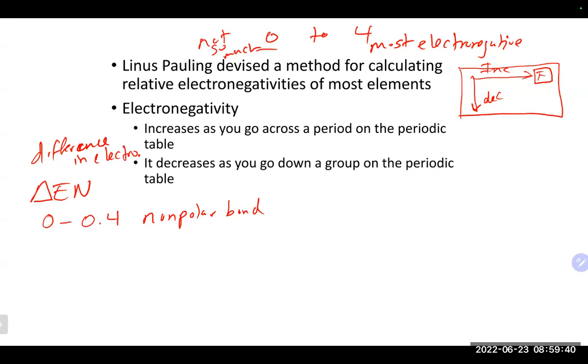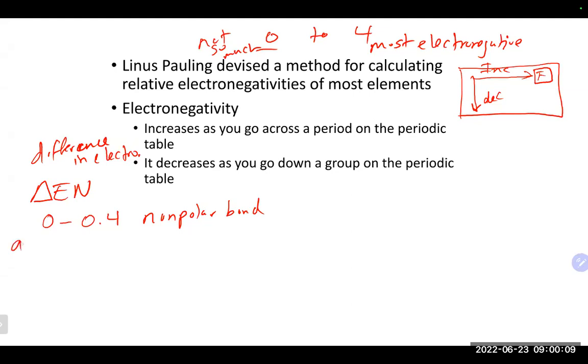As I mentioned a second ago, if you have perfect equal sharing of electrons, that is what's referred to as a pure covalent bond. That would be when you subtract the two values and get a value of 0. But if you go up to 0.4, it is still considered equal sharing of electrons, but in reality, it's not perfectly equal. There's a little bit of unequal sharing happening, but it is still considered nonpolar overall.